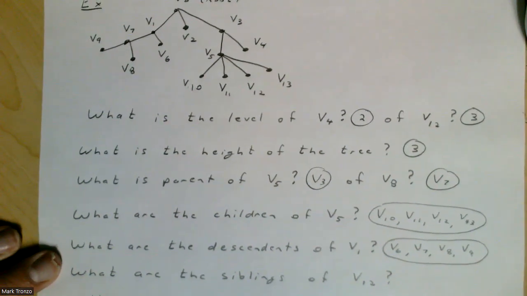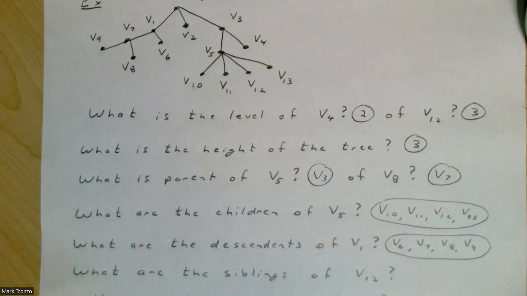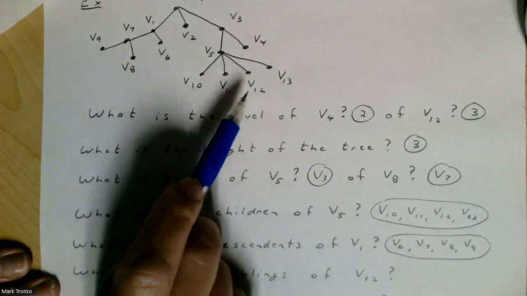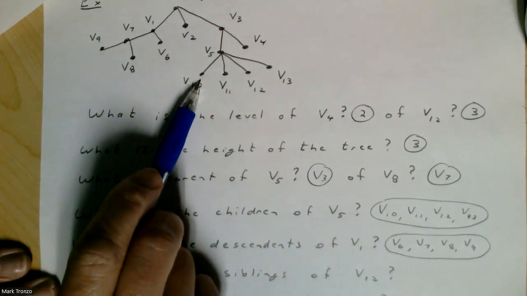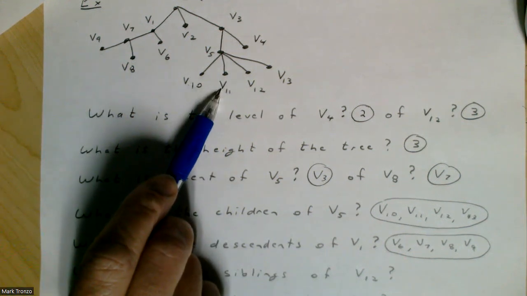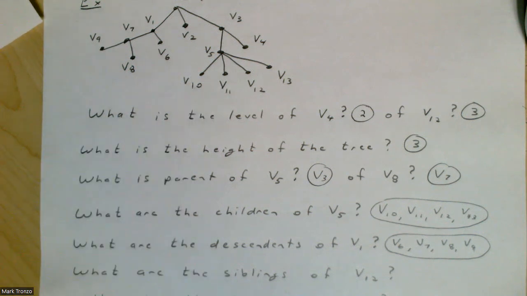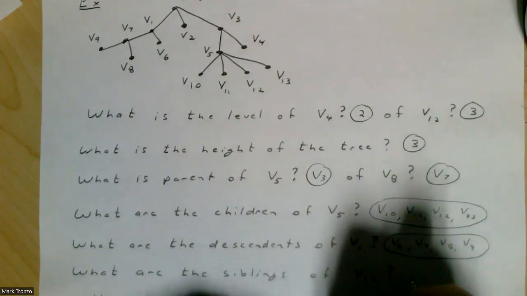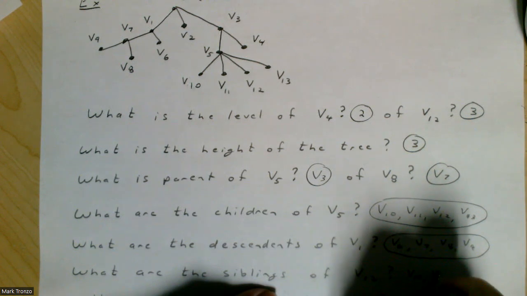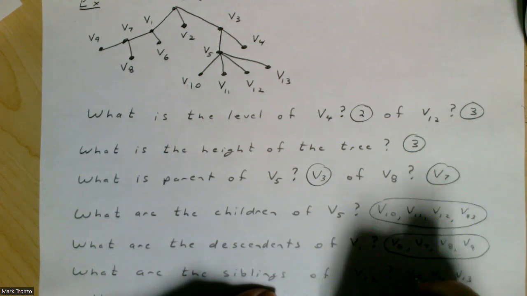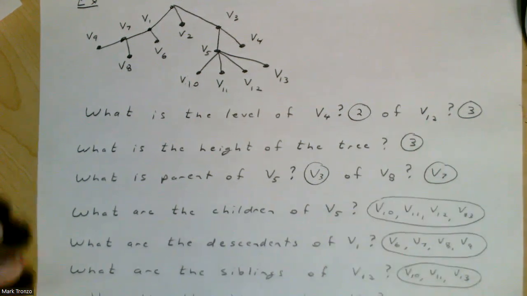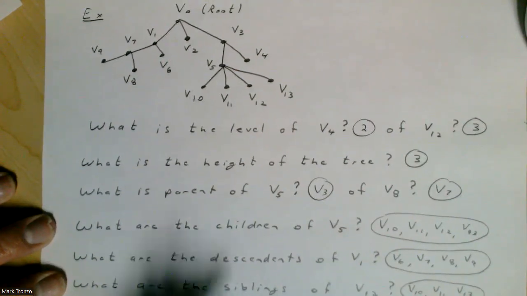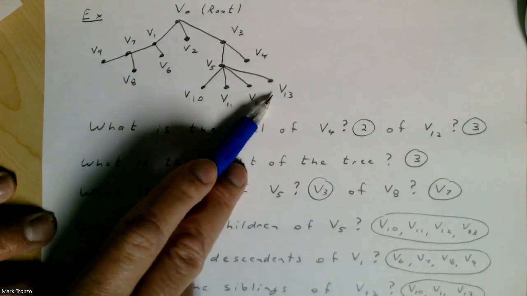And what are the siblings of V12? Remember, the siblings are any vertices that have the same parent. And of course, you can see that's going to be V10, V11, V13. So again, the siblings of V12: V10, V11, V13.